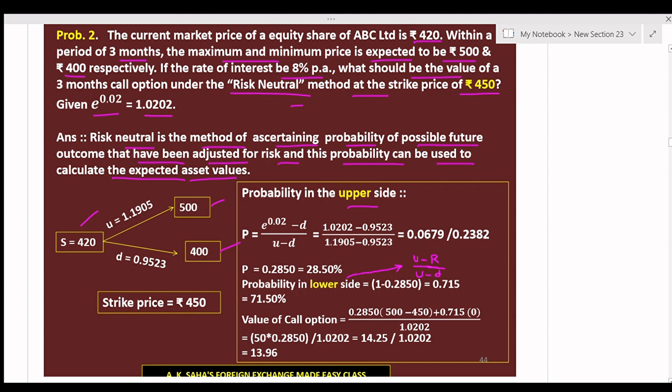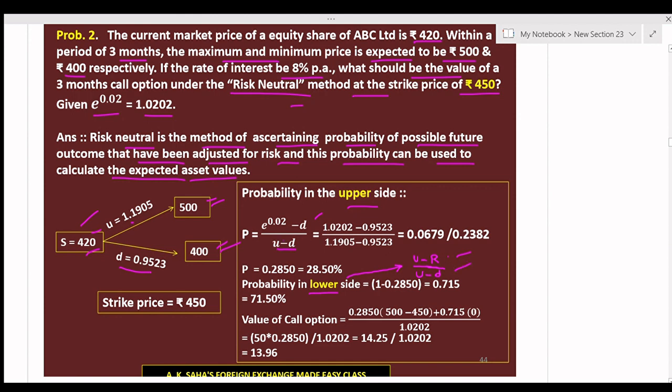U is equal to 500 divided by 420 is equal to 1.1905, and D is equal to 400 divided by 420 is equal to 0.9523. Now the probability of the upper side is equal to P is equal to R minus D divided by U minus D. If you want to find out the probability in lower side, then you can use this formula U minus R divided by U minus D.